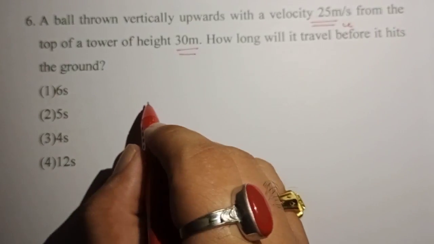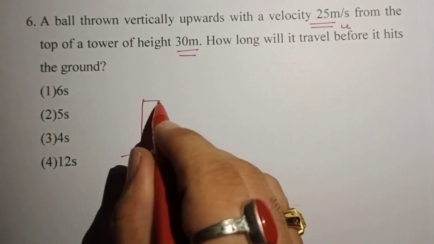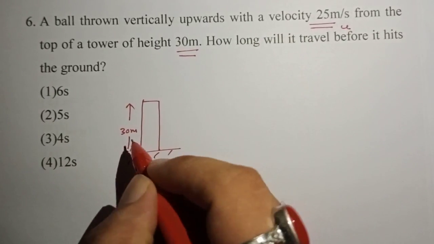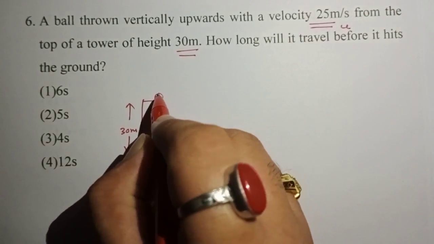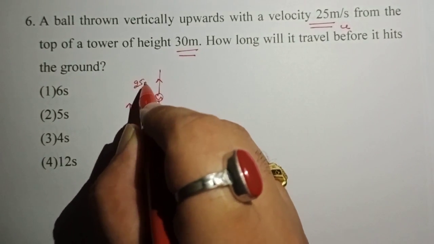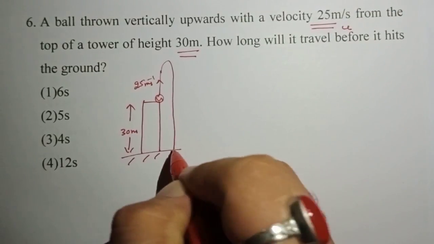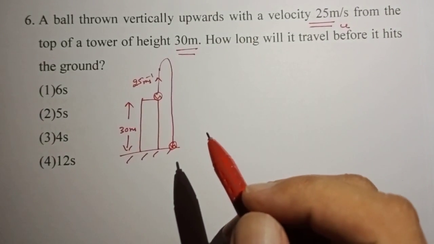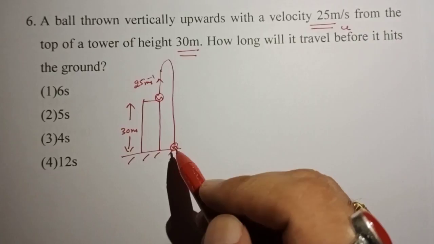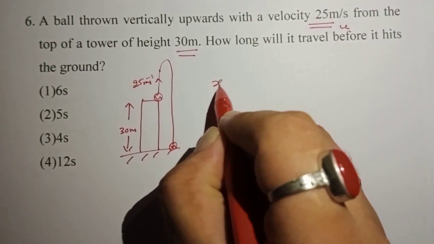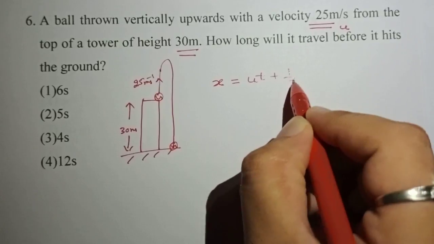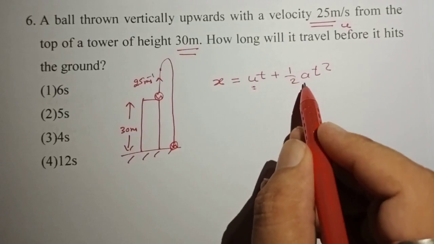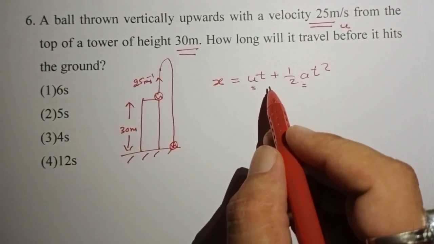So there is a tower. The height of the tower is 30 meters. A ball is thrown upwards with a speed of 25 meters per second. It goes up and hits the ground. After how long will it hit the ground? It means you have to calculate the time required for the ball to reach the ground. So here I can use the equation x is equal to ut plus half at square. Why can I use it? Because displacement is given, initial velocity is given, acceleration is g itself, so the only unknown is time.